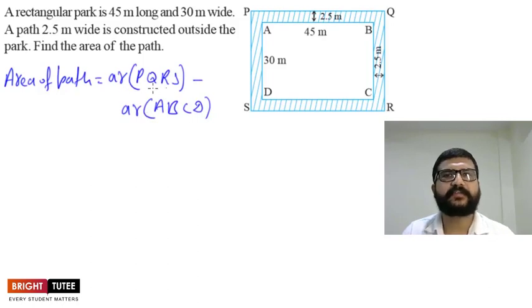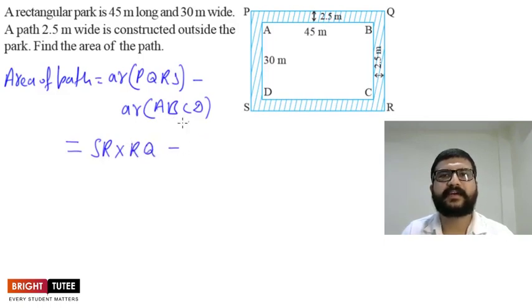Now, how to find the area of rectangle PQRS? We know how to find the area of a rectangle. It is length into breadth. So the area of PQRS will be equal to SR into RQ. So let's write it, SR into RQ, minus area of rectangle ABCD, and the area of rectangle ABCD will be AB into AD, that is length into breadth.